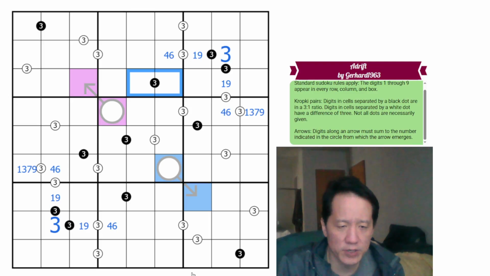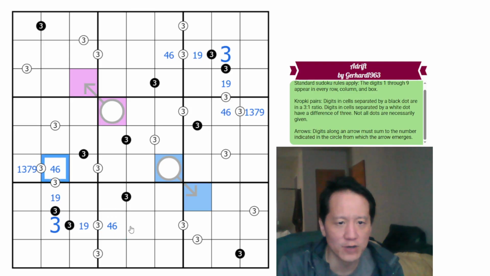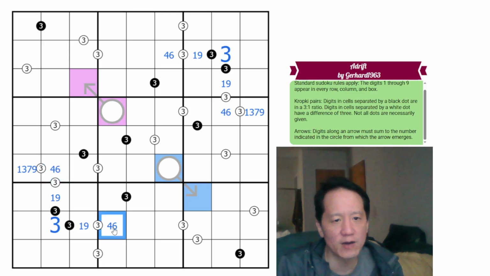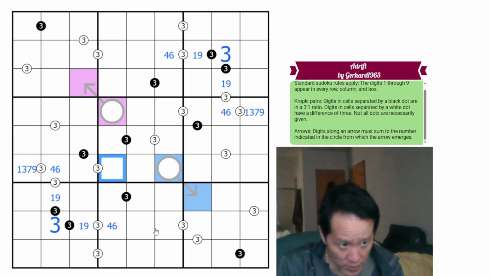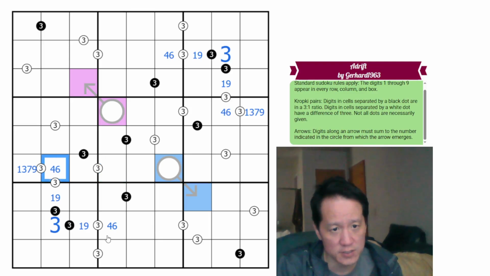Okay, what else do we know? Oh, this has to be 4 or 6, but this has to also be 4 or 6, but they cannot be the same one, right? If this was 4 and that was 4, these would both have to be 1, which is not allowed. So therefore, this can never be 4 or 6, because it sees both varieties of the 4 or 6.